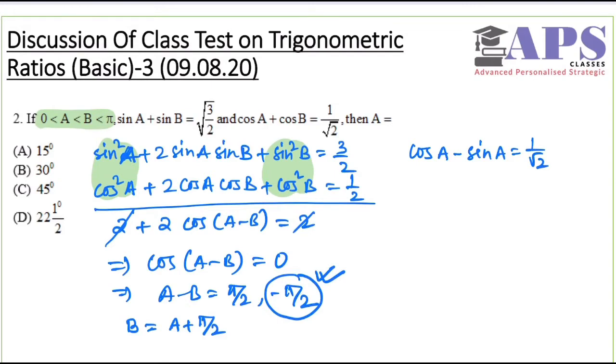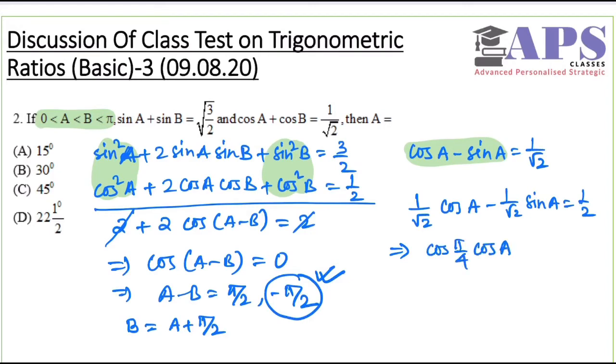And now you can put in the options and check which option is satisfying this, or whenever you have such an expression, as told in class, like cos a minus sin a, what we can do is multiply and divide by root over a square plus b square, which is root 2. So 1 by root 2 cos a minus 1 by root 2 sin a will become 1 by root 2 times... So our 1 by root 2 can now be written as cos pi by 4 cos a minus sin pi by 4 sin a. That value is half. So this is cos a cos b minus sin a sin b, that is cos of a plus b, pi by 4 plus a equal to half.